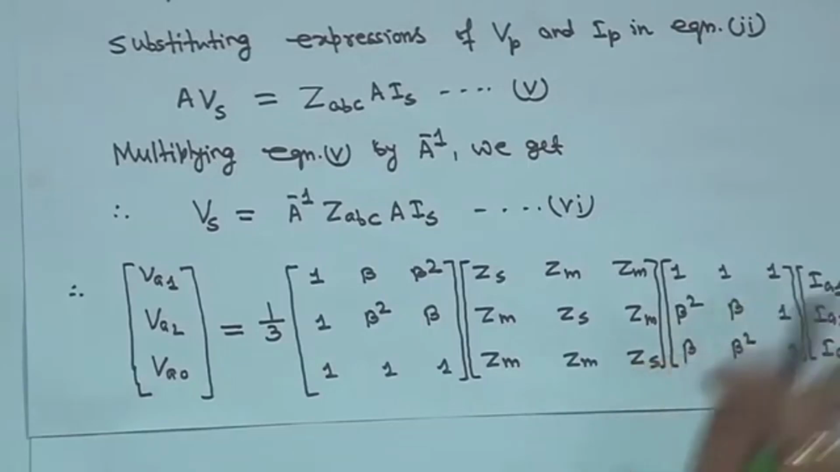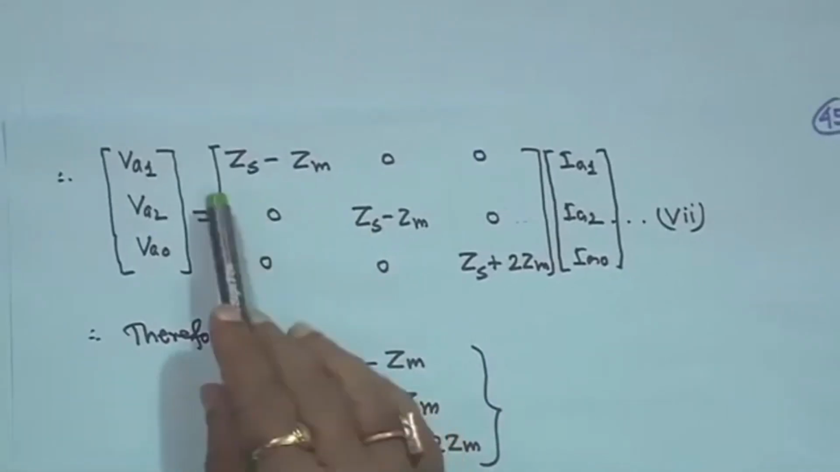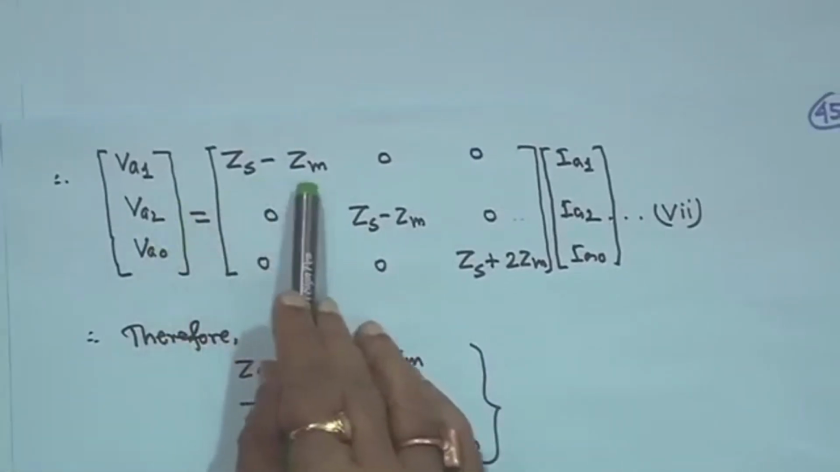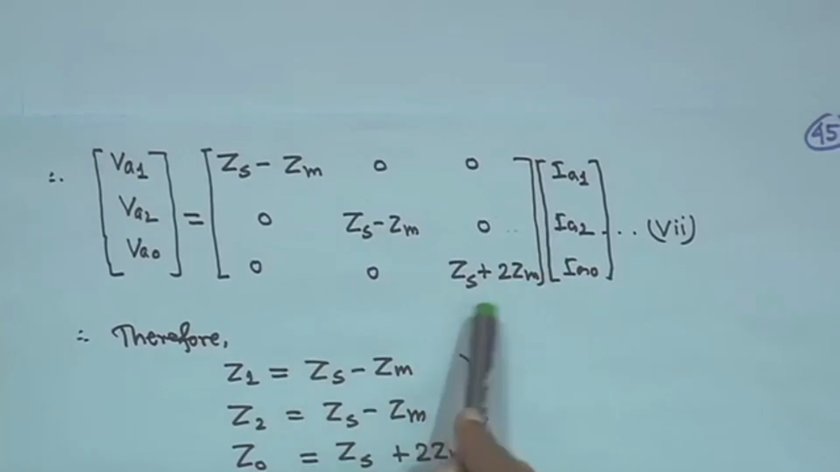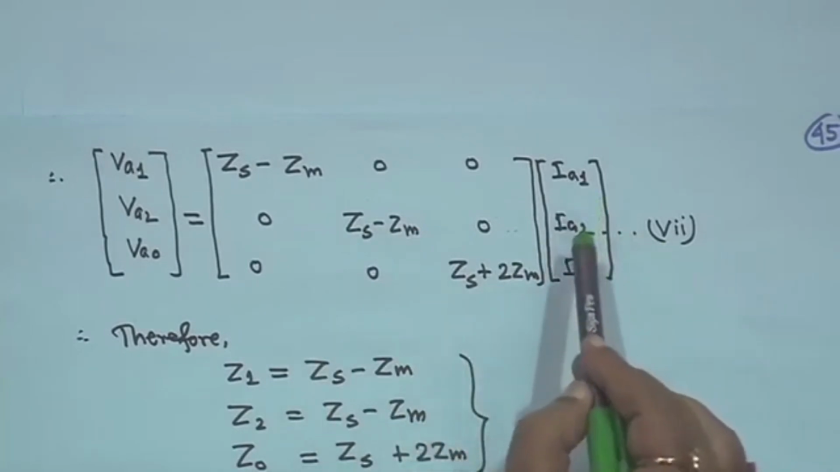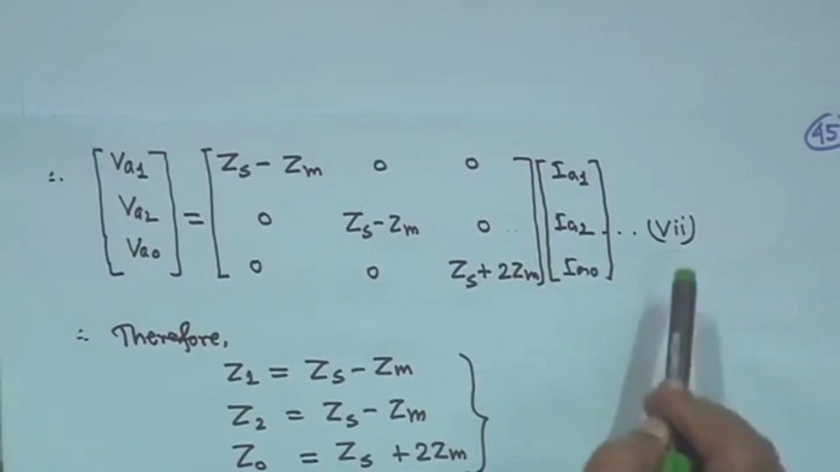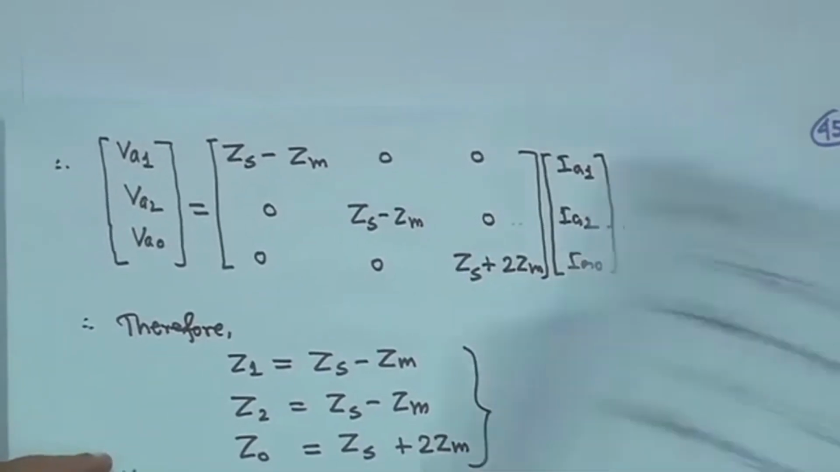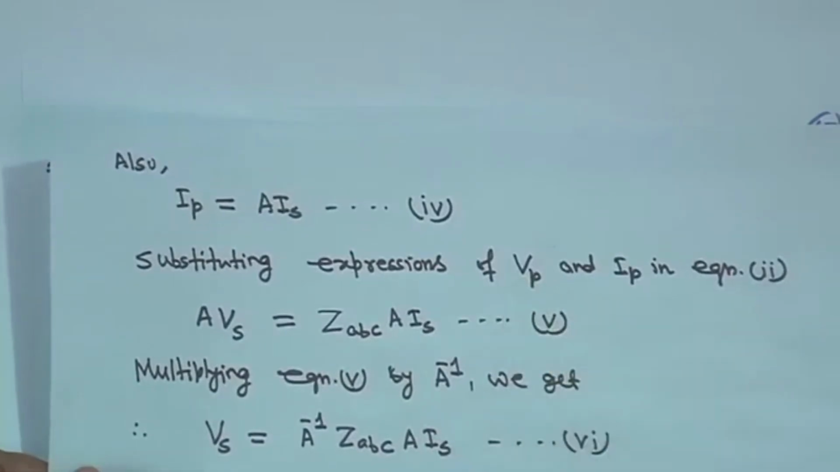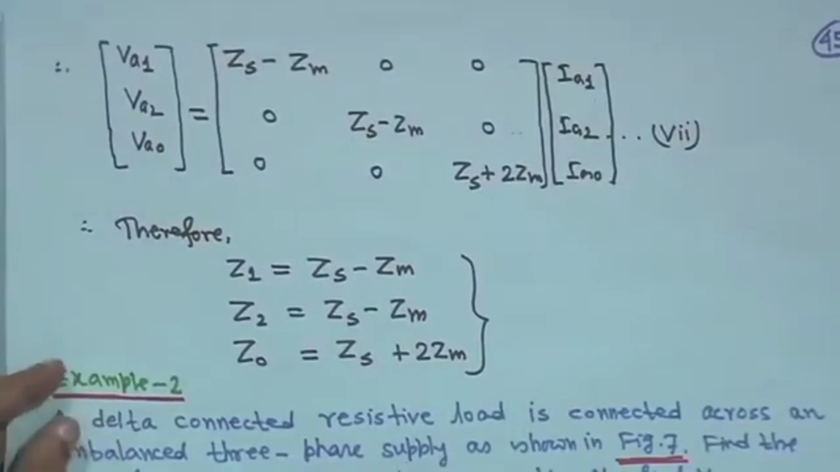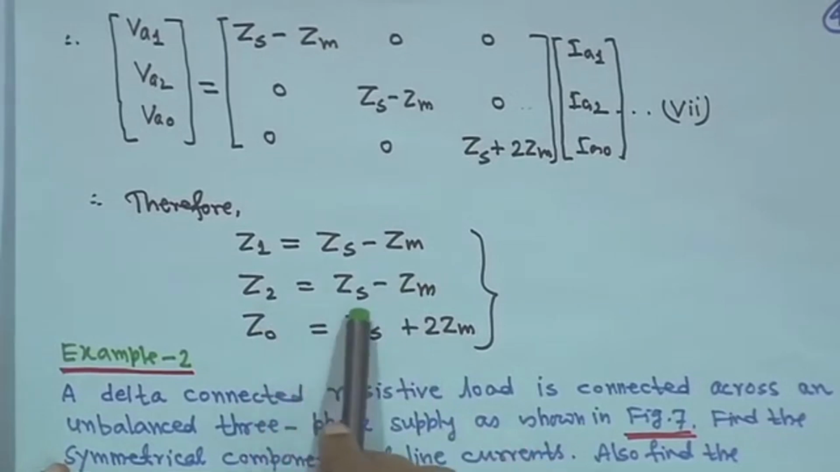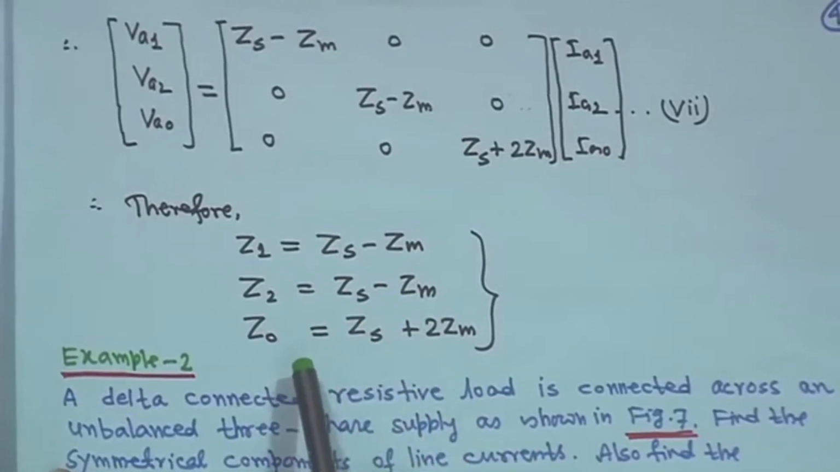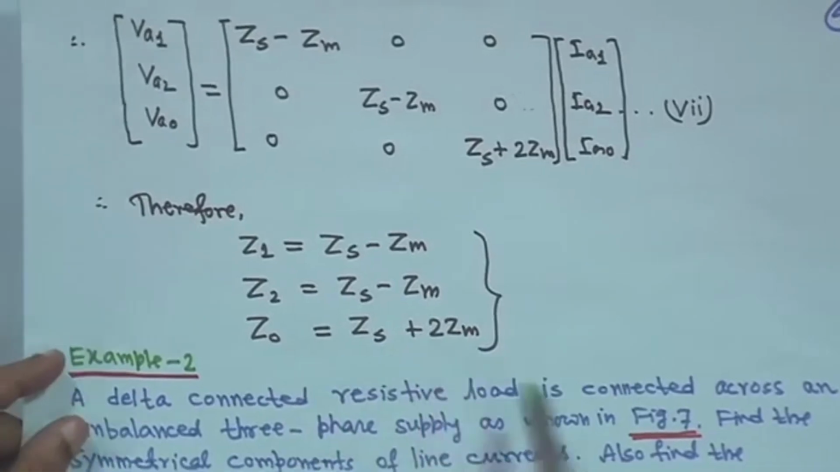If you multiply, then this will become VA1 VA2 VA0 is equal to: ZS minus Zm, 0, 0; 0, ZS minus Zm, 0; 0, 0, ZS plus 2 Zm, times IA1 IA2 IA0. This is equation 7, right, because here so many equations are there, 4, 5, 6 and previously also 2 and 3. Therefore, Z1, the positive sequence, will be Zs minus Zm, negative sequence also Zs minus Zm, and 0 sequence will become Zs plus 2 Zm, right.